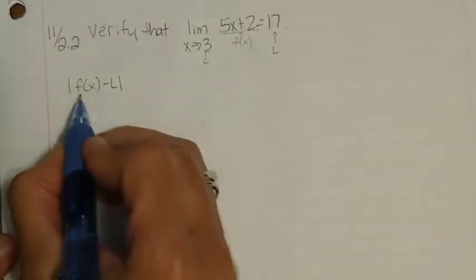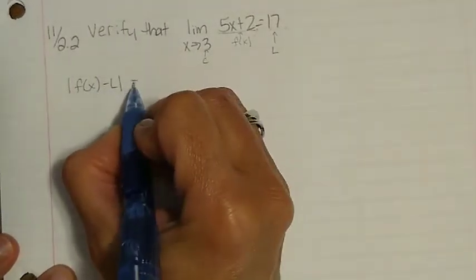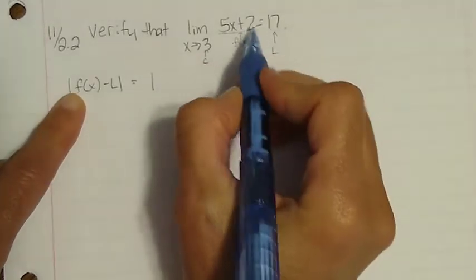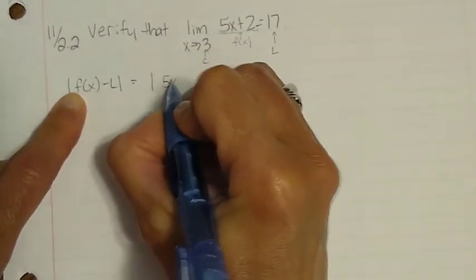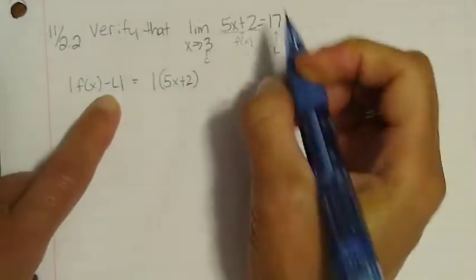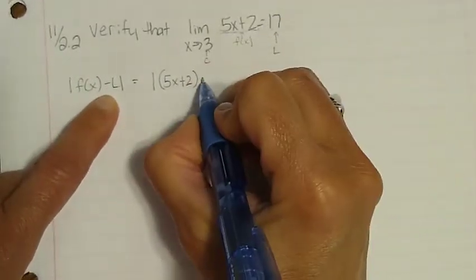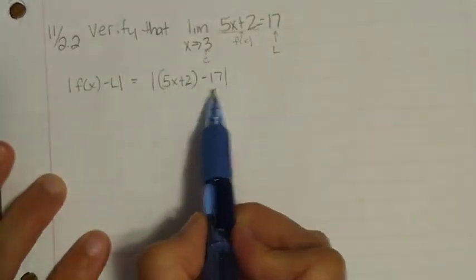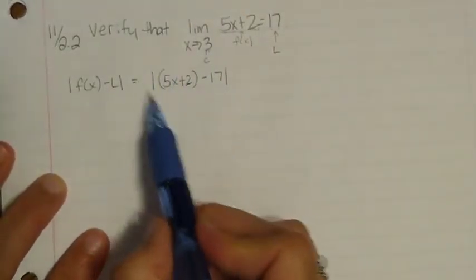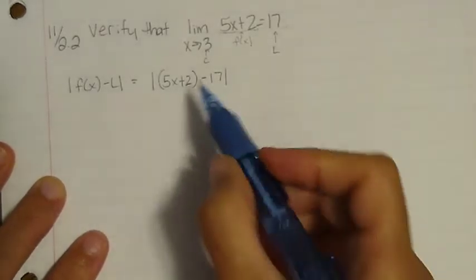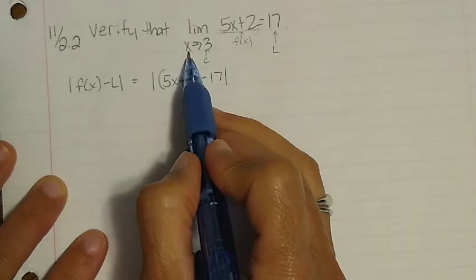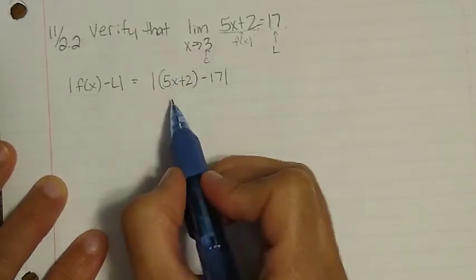So let's figure out what this absolute value looks like in this particular case. If f of x is our function, that's 5x plus 2. If L is our limit, 17, we'd have minus 17. And then what we're going to do is take this absolute value and try to rearrange it algebraically so that we can get information about the difference between x and 3.